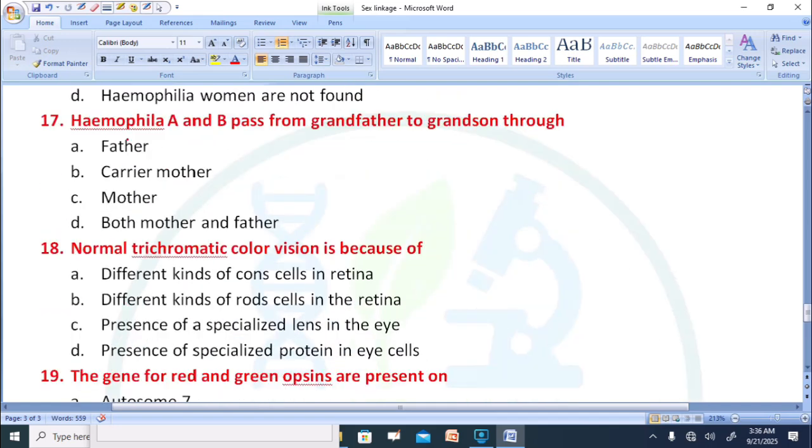The next question: hemophilia A and B pass from grandfather to grandson through option A father, option B carrier mother, option C mother, option D both mother and father. So the right answer is option A, father.